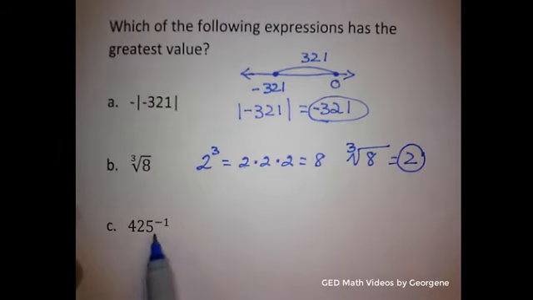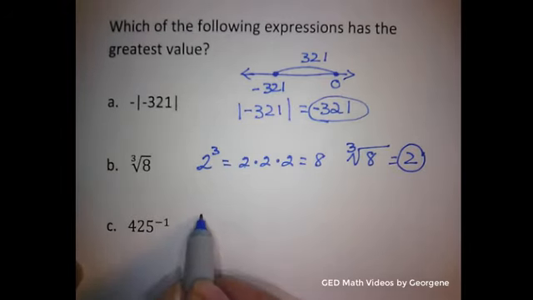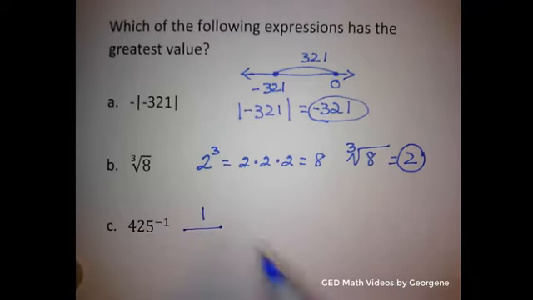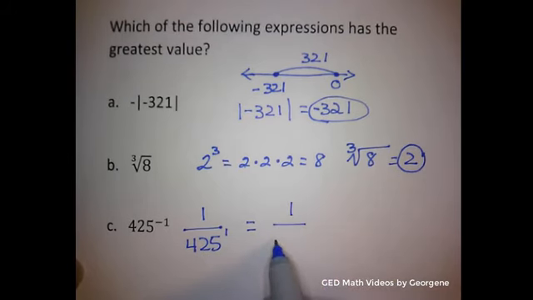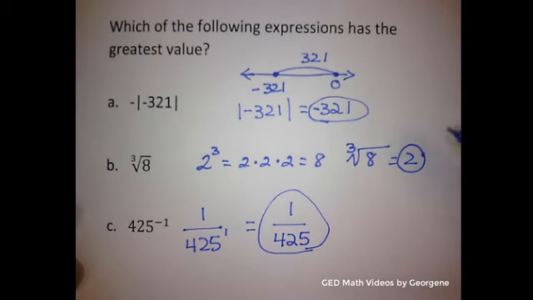And then finally, letter C, we have a negative exponent. And anytime you have a negative exponent, you're going to write that over the number 1. So I'll simply take 1. It's going to be a fraction. It's going to be 425 to the first power. And any number to the first power is itself. So the answer would be 1 over 425. So we've got our three answers. We've got a negative 321. Letter B is a positive 2, and letter C is a 1 over 425.